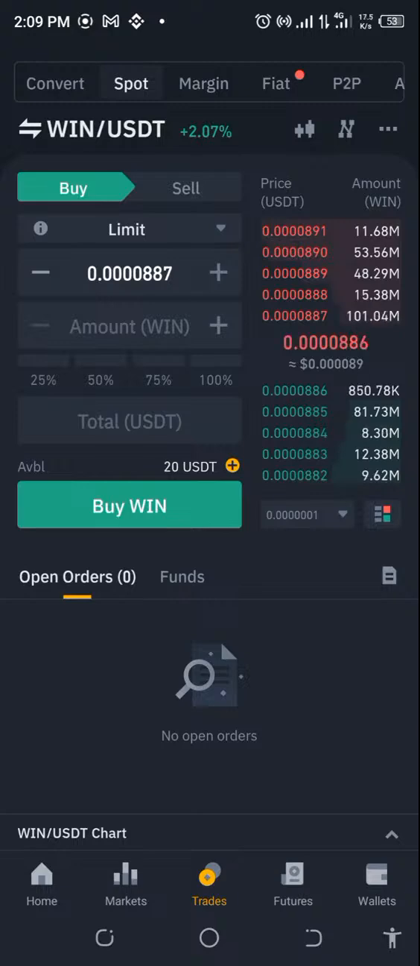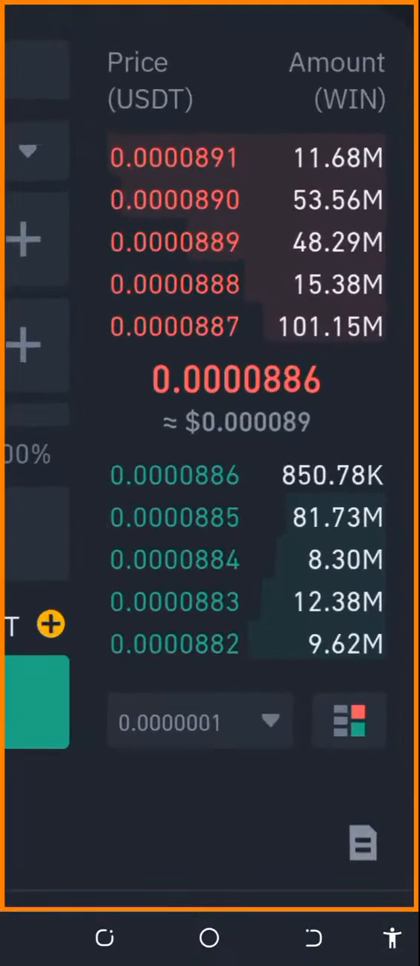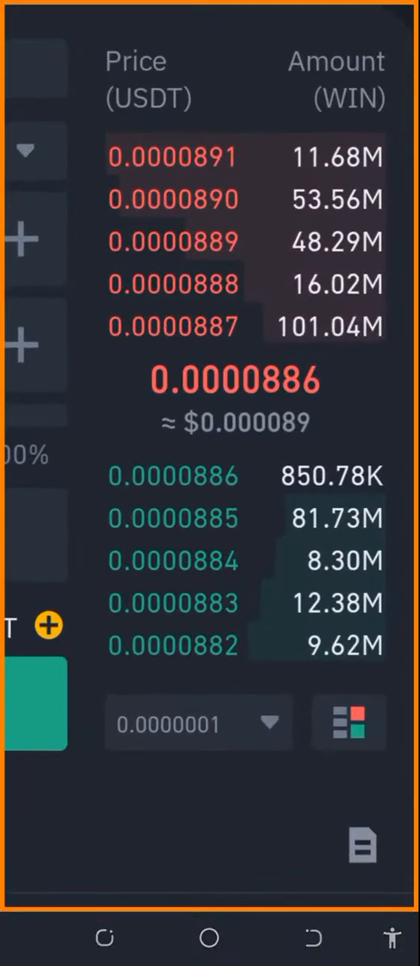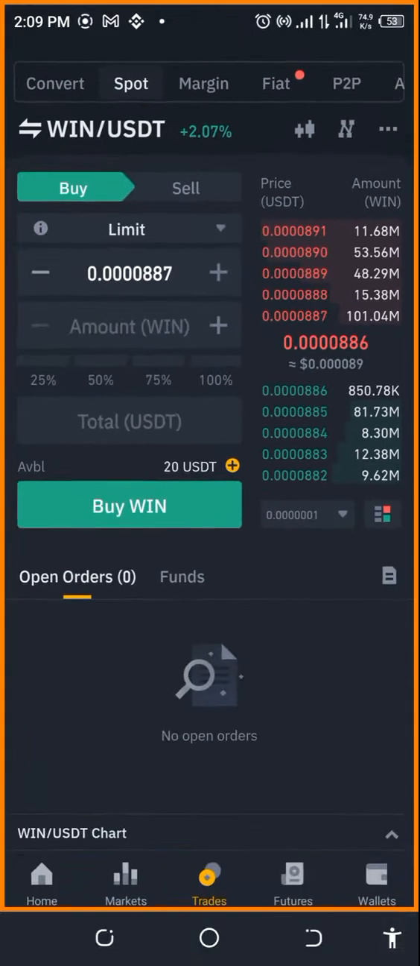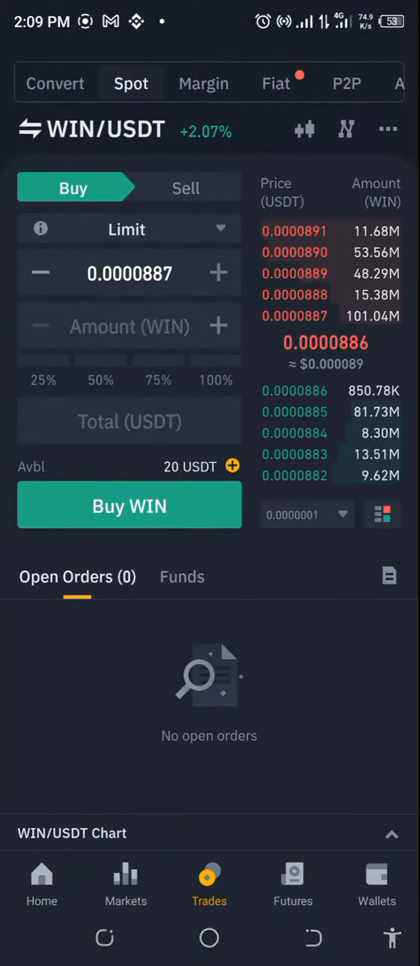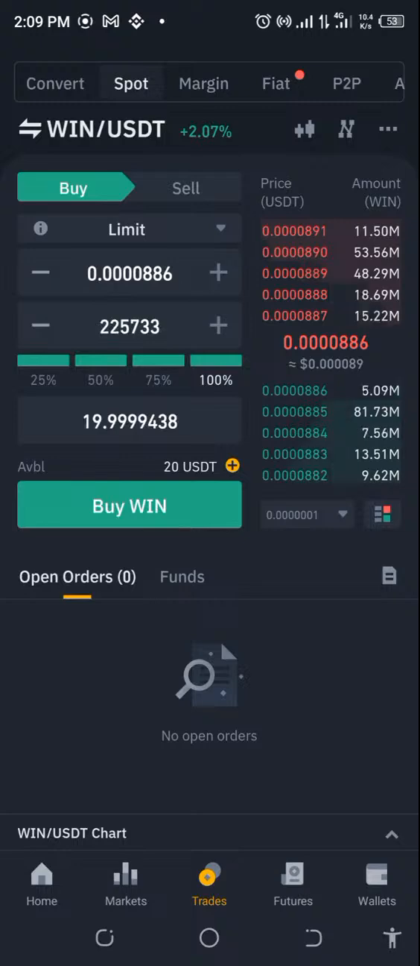So first of all, let's see whether we have enough velocity here. Velocity means, how much do we have here? Are we going to be able to sell this? Are we going to be able to buy this? So that's why we need to quickly check. Now, look at it now. I'm going to try it out again. The price here is 886. So let's see how much we can get. In this case, this is 225,000.